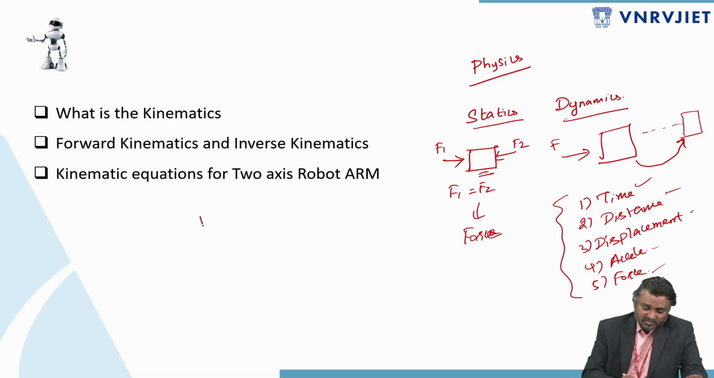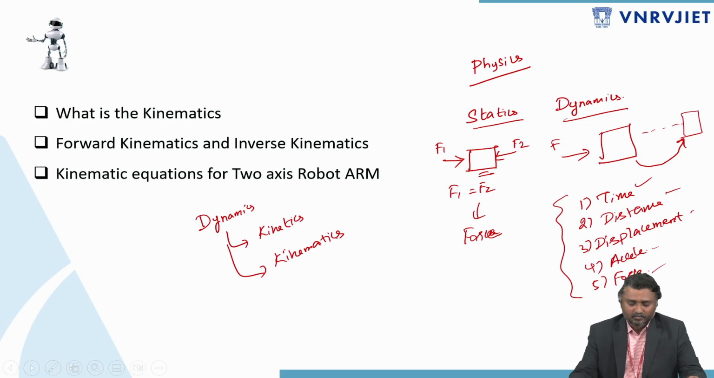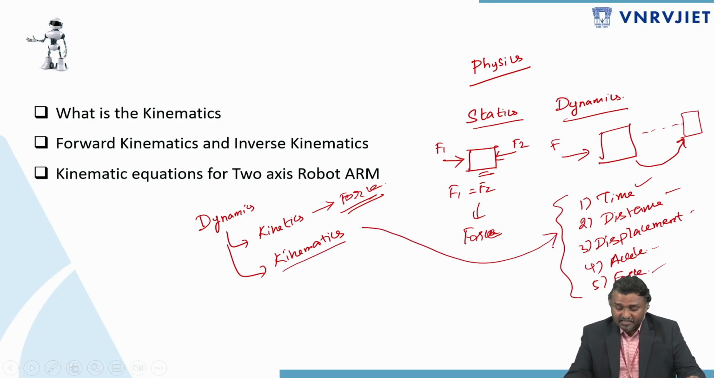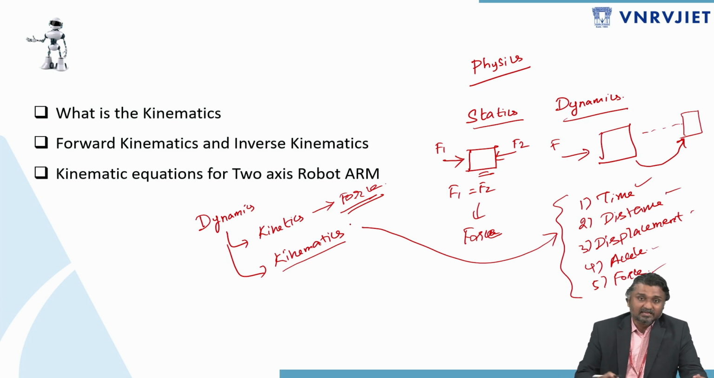So in dynamics, we have two types. One is kinetics, another one is kinematics. Kinetics is when the object is moving, I am considering only the force. In kinematics, I am considering all of this: time, distance, displacement, acceleration, velocity, force, and everything. I'm considering the time of the object motion. So it is called kinematics.